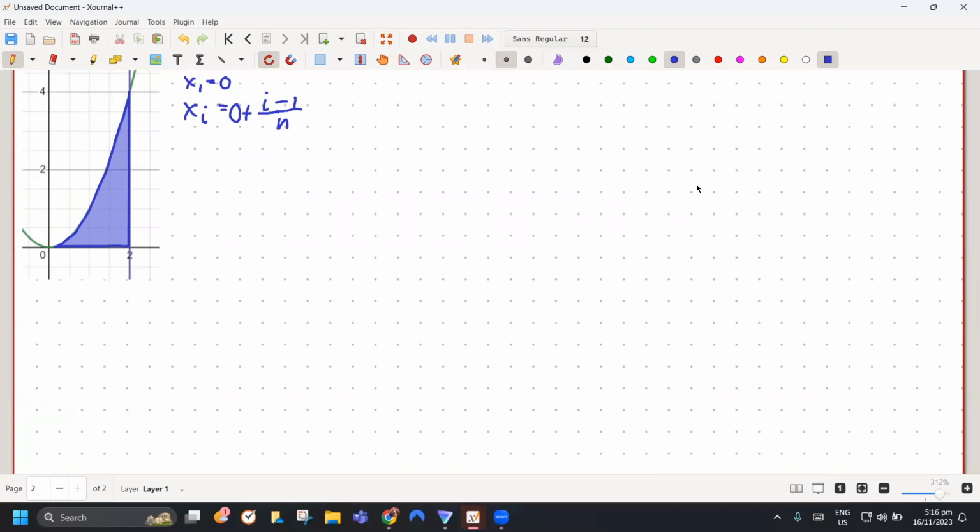Now why 1 to n? Because we expect to use the theorem at the end, so we want the indexing to be 1 to n. We could actually index from 0 to n minus 1, but it's not the most convenient choice, because we will use the formulas for the sum of i, i squared, and i cubed, which all start at 1 and end at n. Okay, so that's xi. What is f of xi? And what is a sub n?